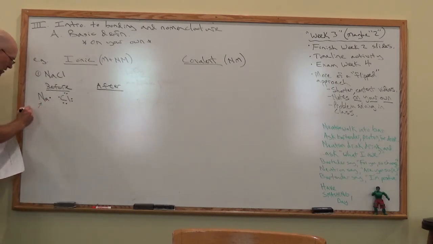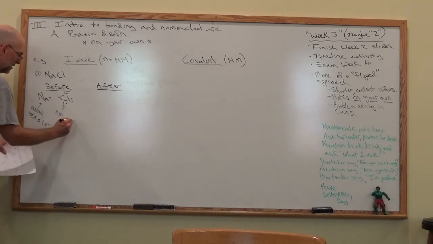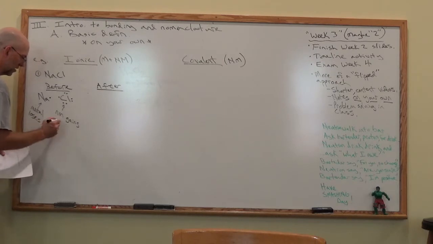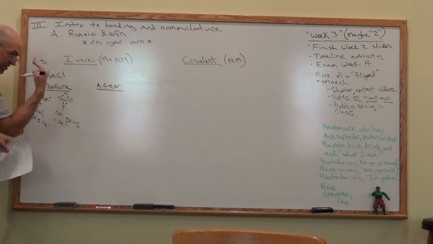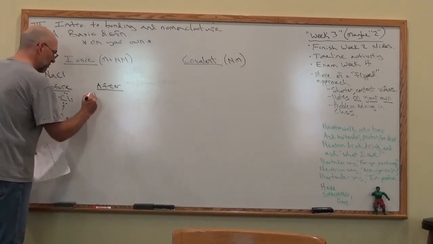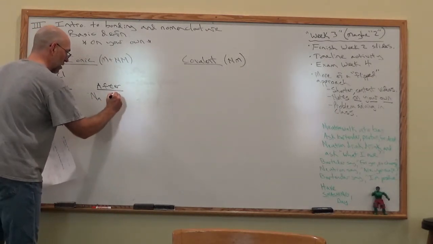So what happens here is the metal loses the 1 valence electron. The non-metal gains 1 electron. So this is not really how it happens in nature, but it's a good thought experiment. So the electron goes over here, and then afterwards, sodium does not have its valence electron anymore, and chlorine now has 1 more.